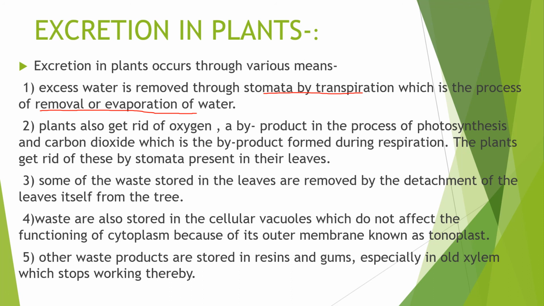Okay. Plants also get rid of oxygen, a byproduct of photosynthesis, and carbon dioxide, which is the byproduct formed during respiration. The plants get rid of these through the stomata present in their leaves. Some of the waste stored in the leaf is removed by detachment of the leaves themselves from the tree. Detachment means the waste which is stored in the leaf is removed by that detachment of leaves from the tree.